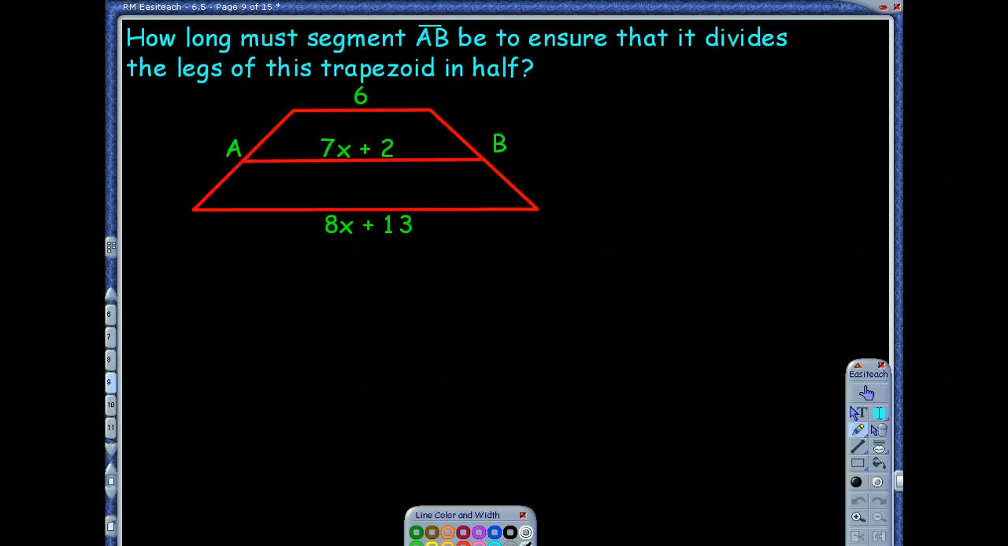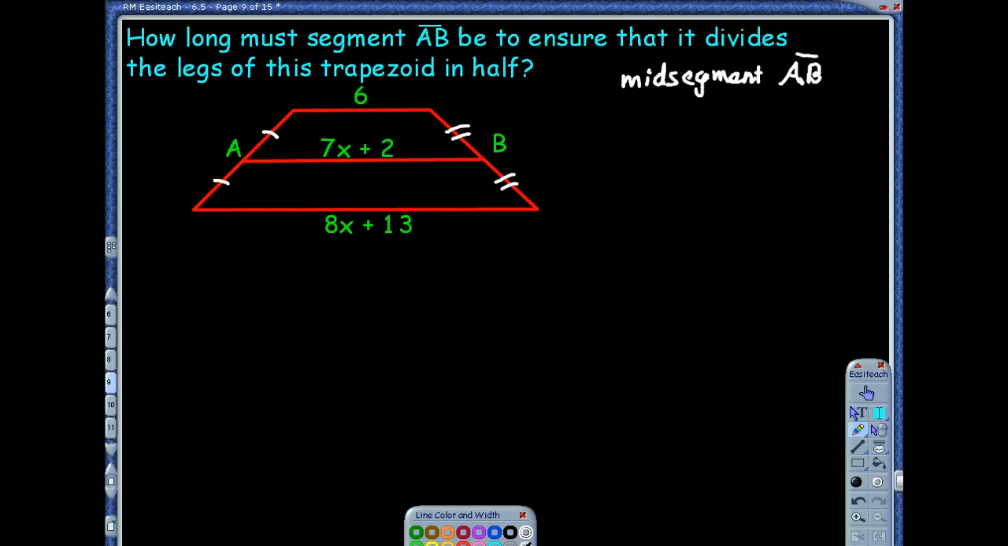So it sounds like we're trying to say that it is a mid-segment. Because if it's dividing the legs in half, then we know that those are the midpoints. So in other words, we're trying to make this happen. And the only way that's going to happen is if segment AB is a mid-segment. So what do we know about segment AB? Well, it's the average of the other two bases.